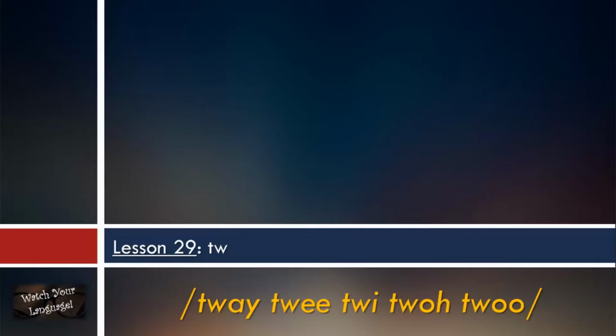The next combination combines the sounds of T and W to make twa. With the long vowels, you get tway, twee, twy, two, twoo. Try that with me. Tway, twee, twy, two, twoo. Here are your practice words.